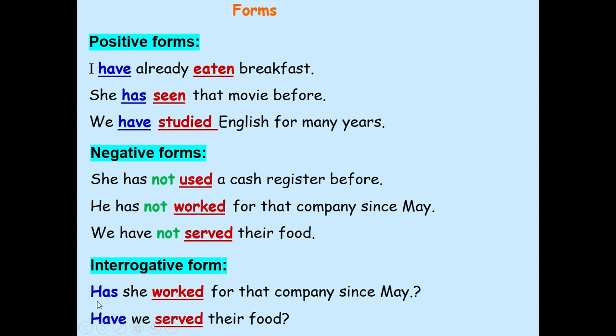Okay, now let's read examples together. Has she worked for that company in May? Here this is the auxiliary verb, and we switch it with the subject. And another one is, have we served the food? This is also the reversal of the subject and the auxiliary verb.